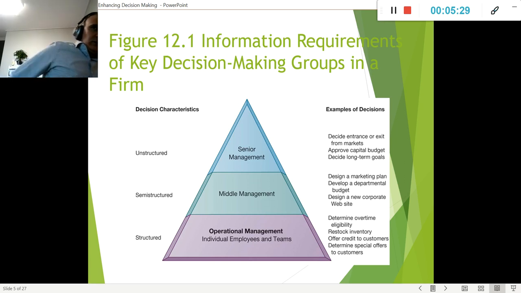So that's why we're saying that when we are doing key decision making, it varies according to the groups, depending on what they want and their agenda.